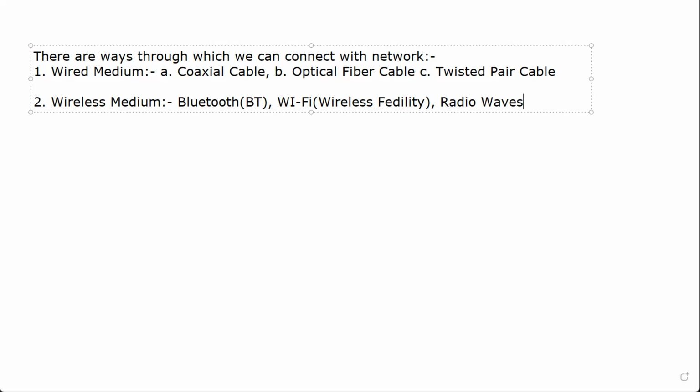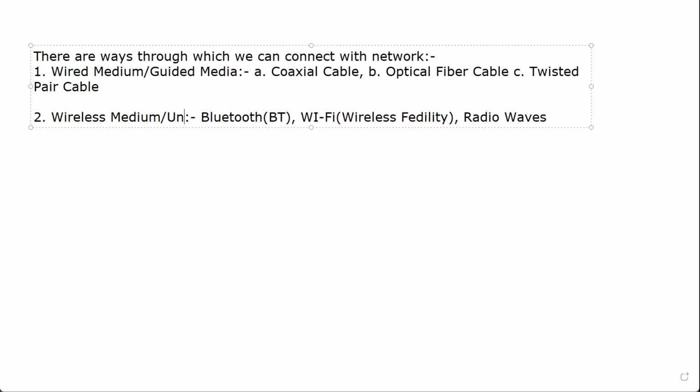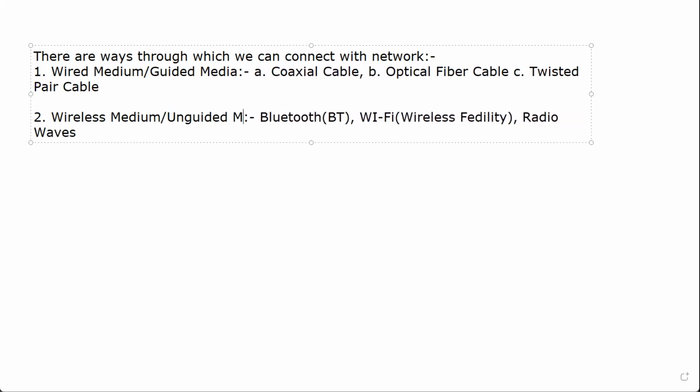Now, wired media are called guided media, whereas wireless medium is called unguided media. There are two ways of connection, that is guided and unguided media. Wireless is called unguided media and wired is called guided media. So my dear students, this is how we have to understand this.